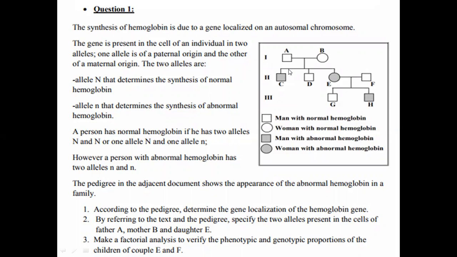First of all, you have to deny it on the non-homologous part of Y, right? Yes. Okay, so you have to say: if the gene of the disease is located on the non-homologous part of Y, then every affected son should have an affected father.